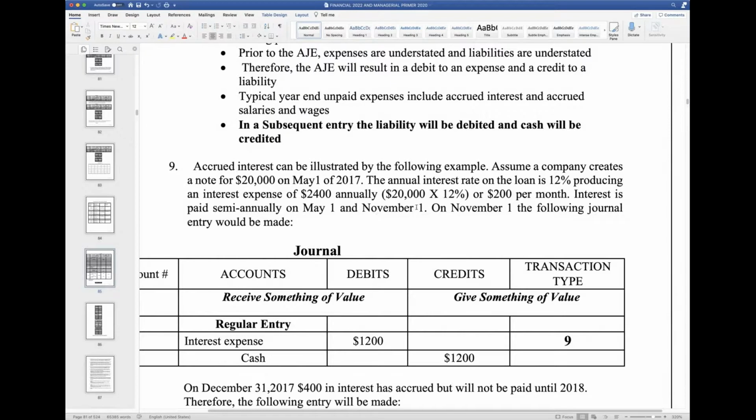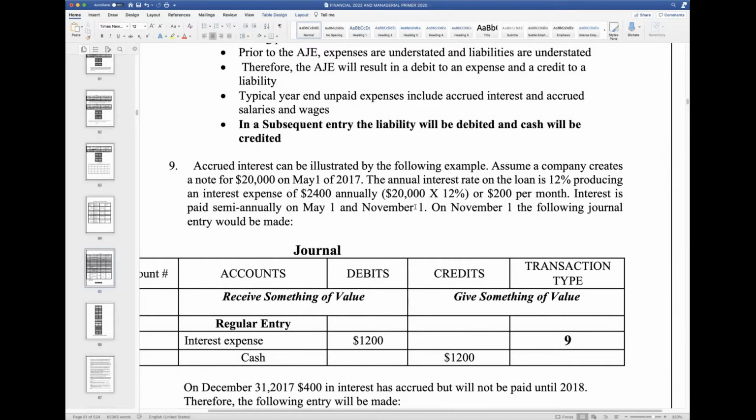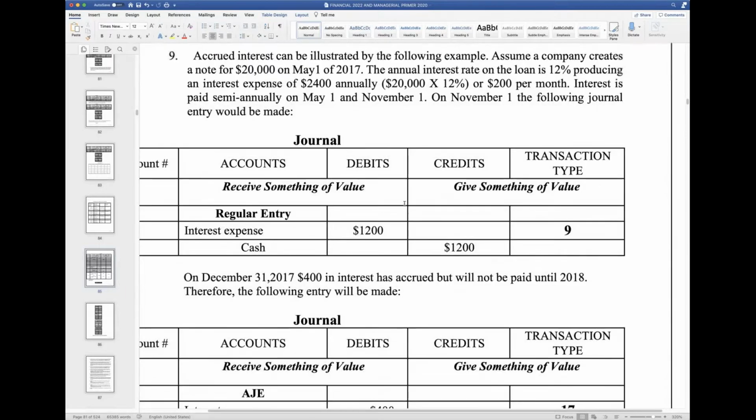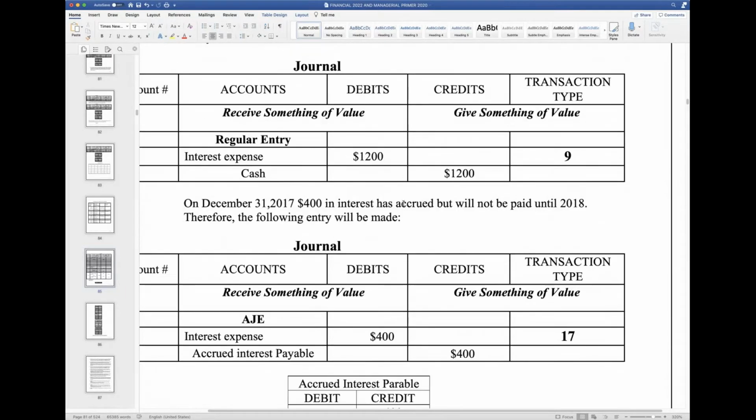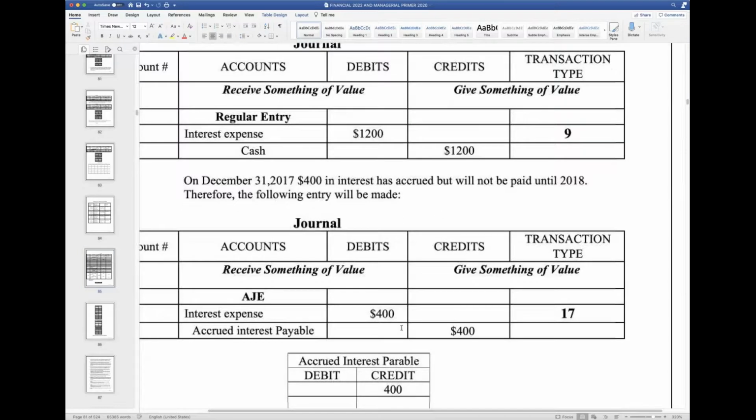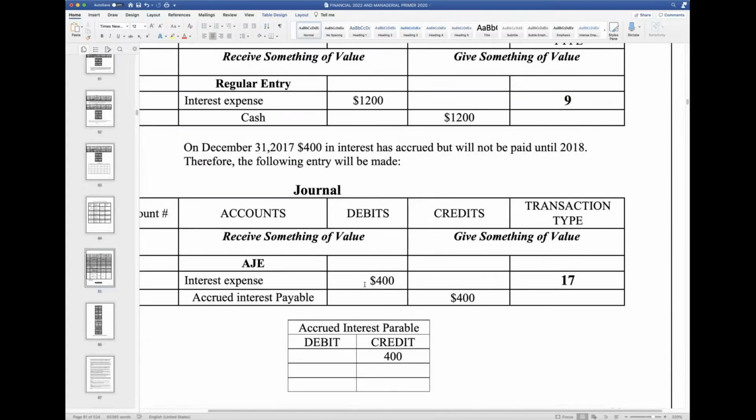But that's as of November 1st. For the months of November and December, we owe the interest. We don't have to pay it, but we have to pick it up as if we owe it. So we debit interest expense and credit accrued interest payable.